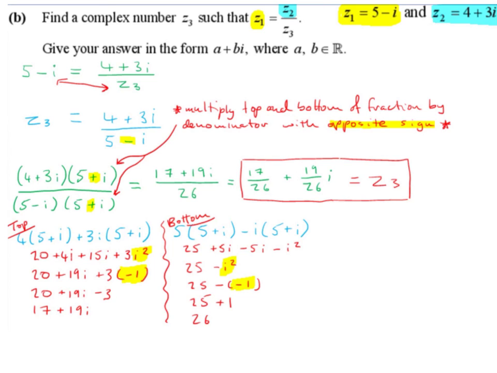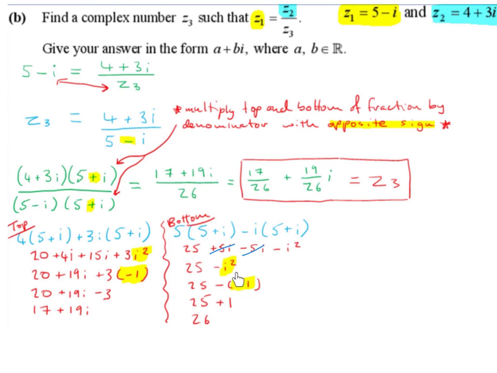Then we want to work out the denominator or the bottom of our fraction. So 5 minus I multiplied by 5 plus I. So it becomes 5 times 5 plus I minus I times 5 plus I. 5 by 5 is 25, 5 by I is plus 5I, minus I by 5 is minus 5I, minus I by I is minus I squared. Plus 5I and minus 5I will cancel out, and minus I squared comes down here with the 25.